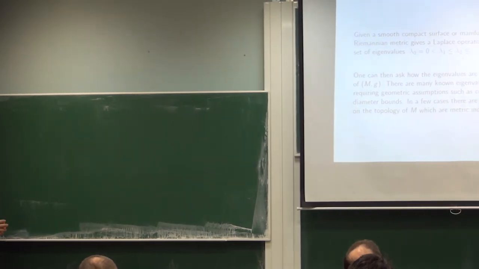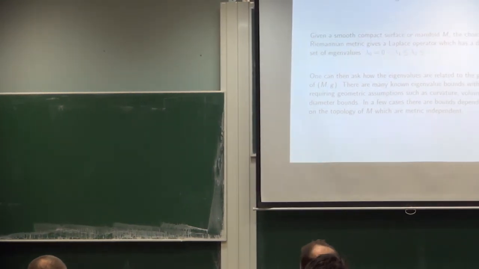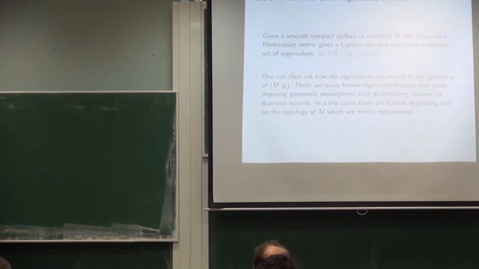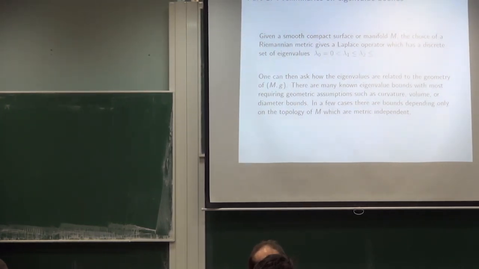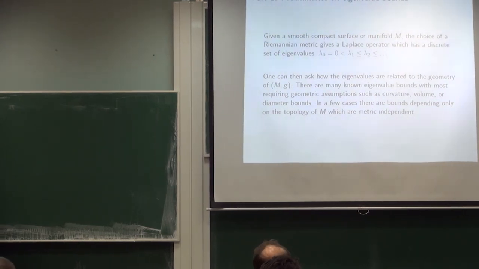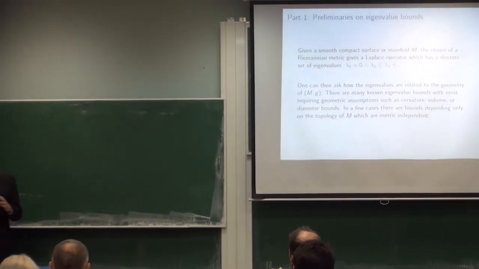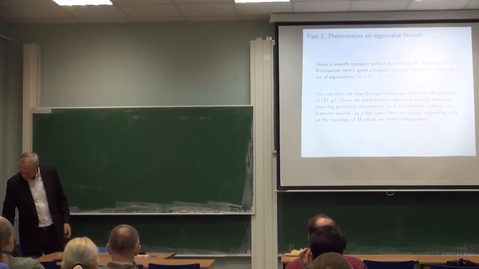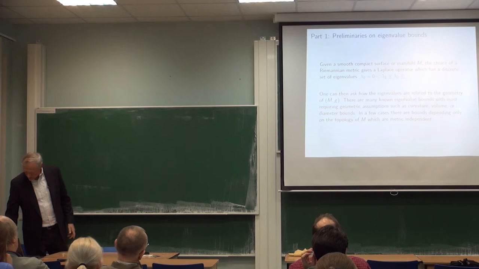This is a very old subject, and there are many, many results in this direction. Often, to control eigenvalues, you need assumptions on the curvature of the manifold and possibly other quantities like volume or diameter. But there are a few cases where there are bounds that actually depend only on the topology of M, and they're essentially metric independent. I'm going to be interested in that kind of result today.